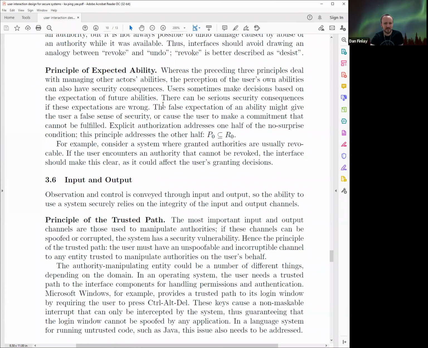The false expectation of an ability might give the user a false sense of security. So basically, if you're ever going to take an action that might limit your future actions, you should make extra clear that that's going to happen. I thought of an example.